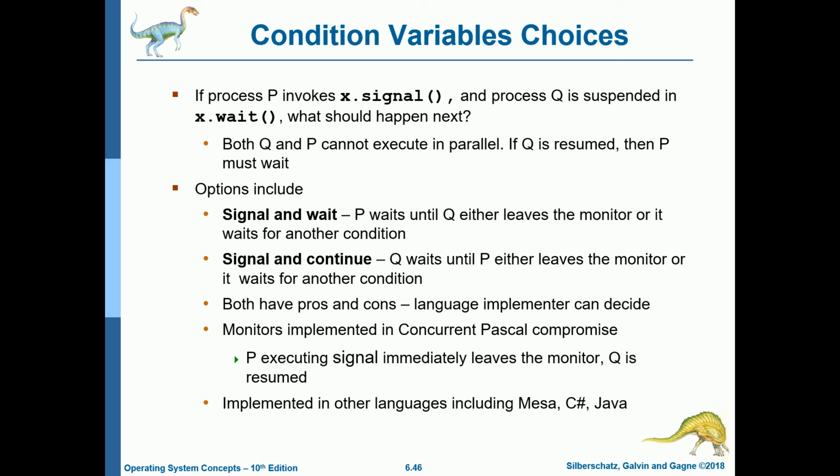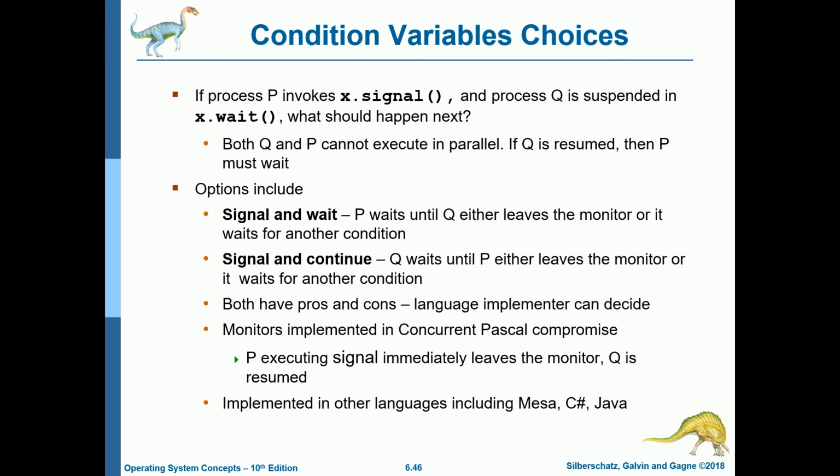There are reasonable arguments in favor of adopting either one of these solutions. On one hand, since P was already executing in the monitor, the signal and continue method seems more reasonable. But on the other hand, if we allow the thread P to continue, then by the time Q is resumed, the logical condition for which Q was waiting may no longer hold.